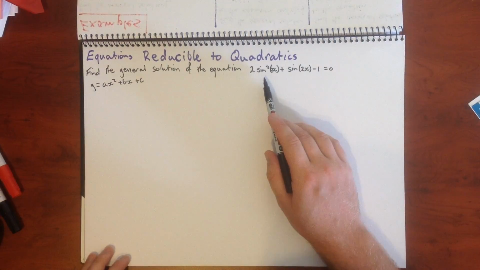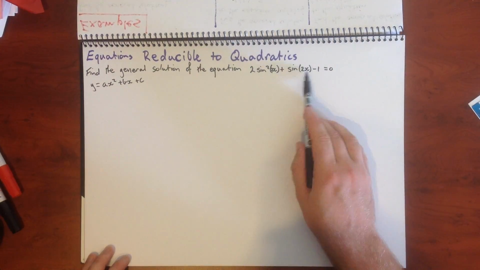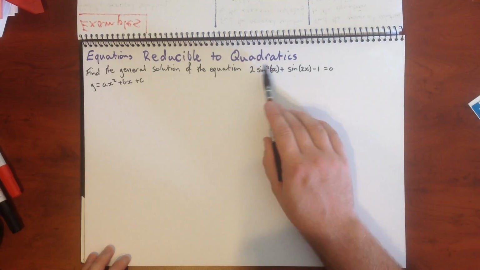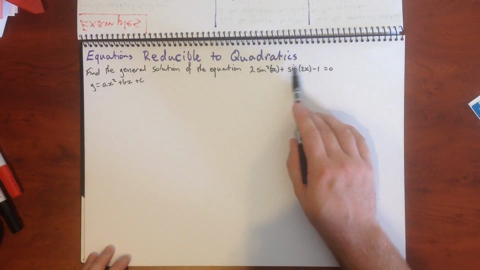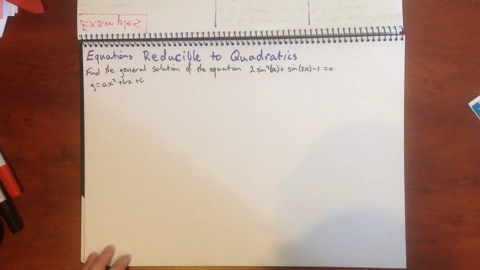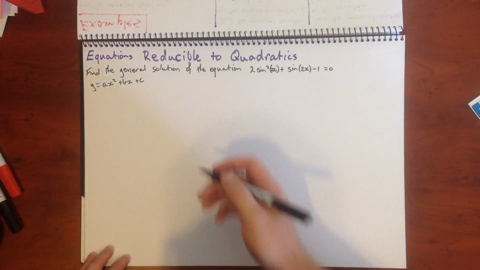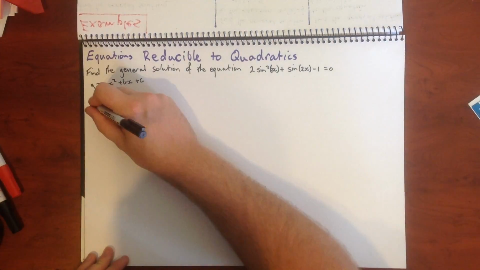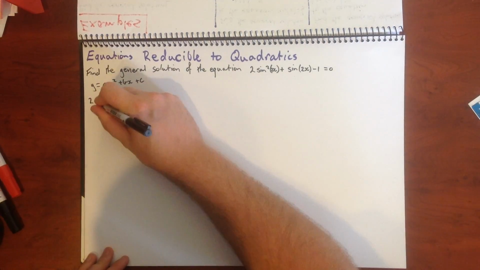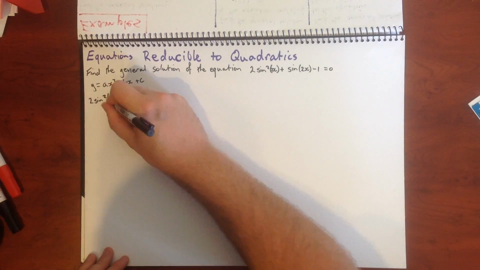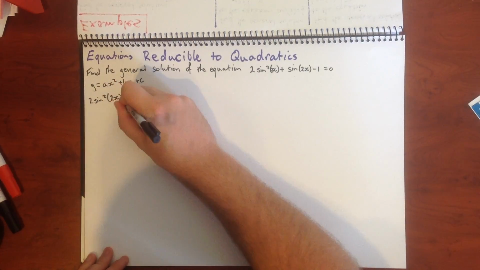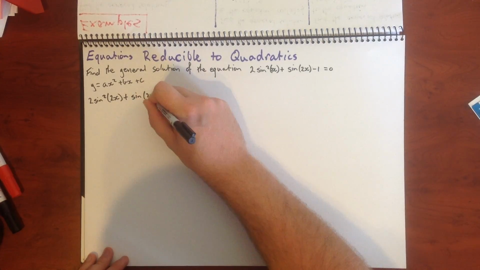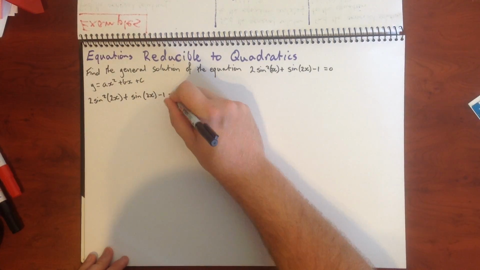If you have a look here, we have this sine of 2x that's being squared here. So we've got something times something squared, and then that same thing again, and just another constant. So what we need to do here, and I'll just rewrite the question out so we can get a bit of working out going nicely. So you have 2 sine squared of 2x plus sine of 2x take 1 equals 0.